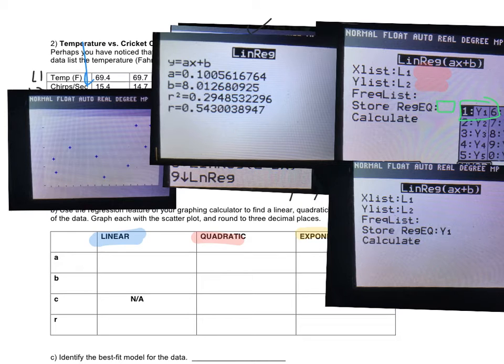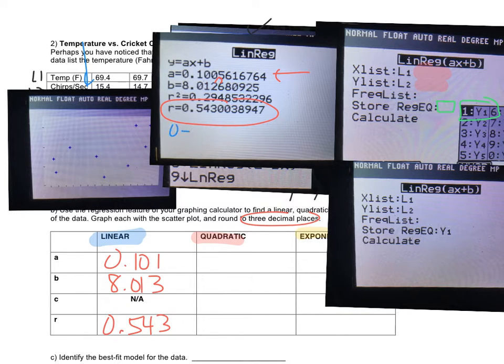So your equation for your line of best fit, your A to 3 decimal places, 0.101, that's the slope of your line of best fit. Your B, your y-intercept, 8.013. And your R, your correlation coefficient, 0.543. Remember, your R is always a decimal in between 0 and 1.